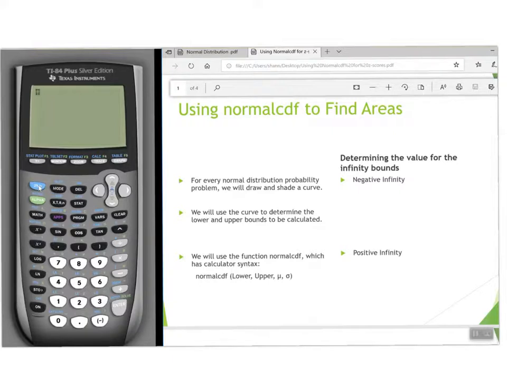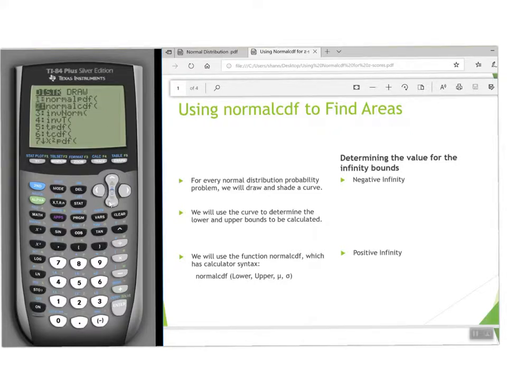If you press the second key, and again hit bars, you see your first two functions are normal PDF and CDF. For the binomial, we use the PDF and the CDF because that was the discrete distribution. The normal is a continuous distribution, which means it only calculates values up to and below. So for this particular function, we're only going to use the CDF. We always use the CDF and never the PDF.